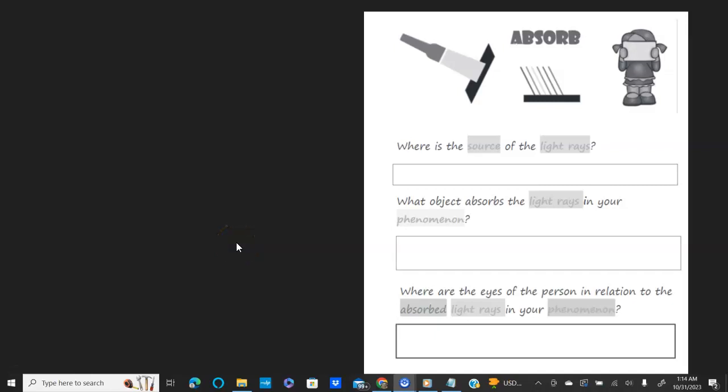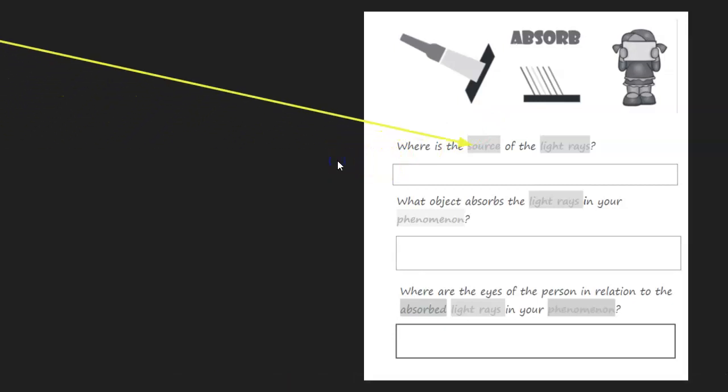Okay, here we are doing our absorb pages. I'm going to go through this with a few different examples to give you an idea. You can watch this whole video and then go try your pages, or you can watch this video and stop and try the pages. These should look familiar by now because you've done it with reflect and you've done it with transmit. Where is the source of the light ray? Source. You should know that. Okay, I'm not going to go over that one.